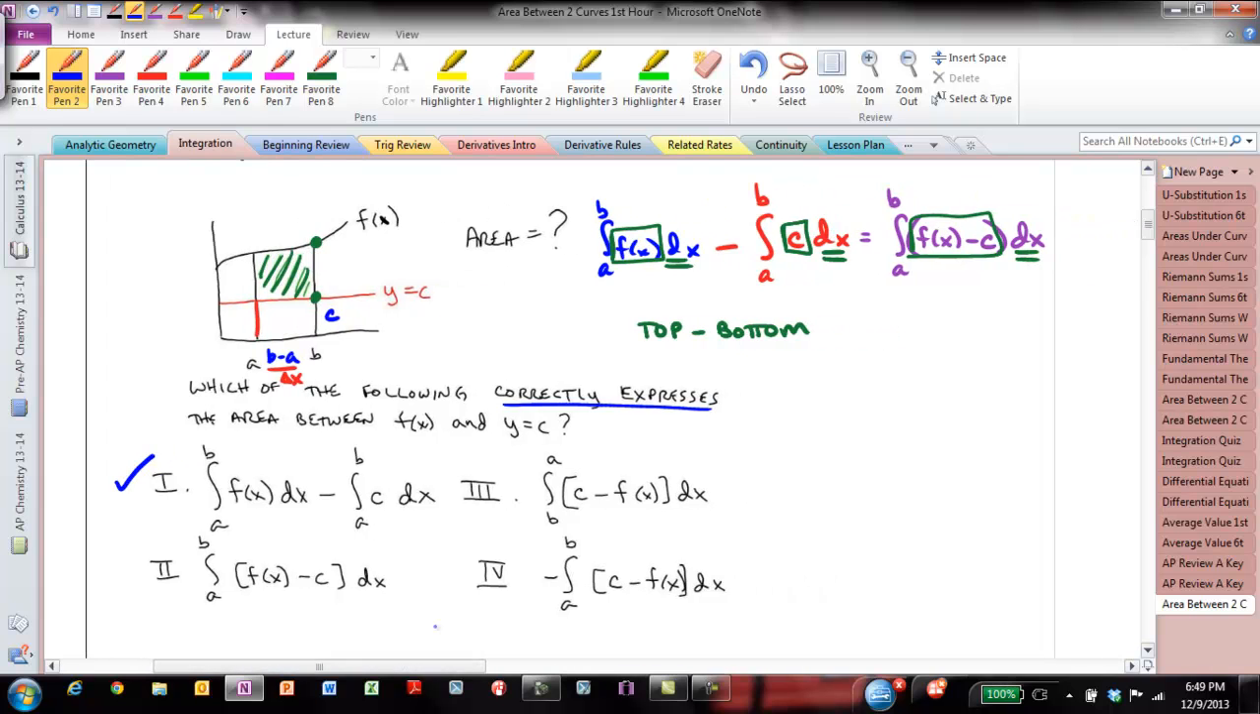Option 2 is the second thing that we wrote. It's just saying, hey, we've got two intervals that are identical. We can combine them together. So that also works.